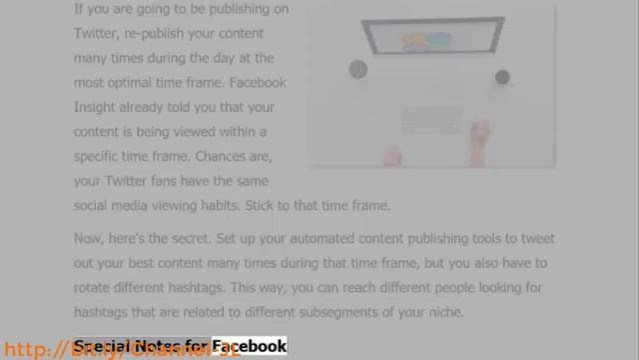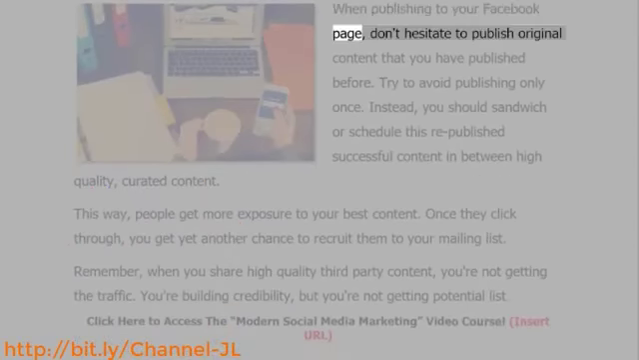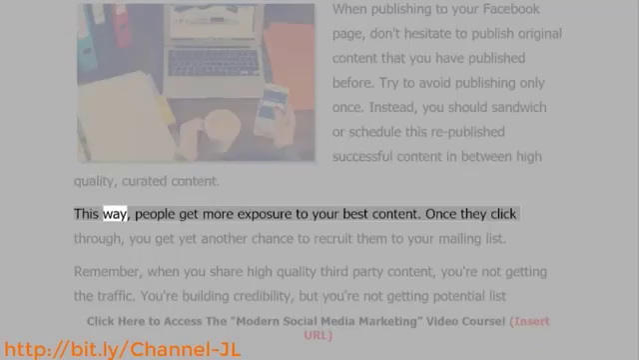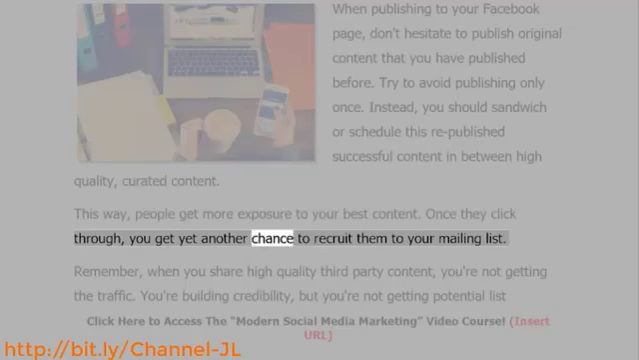Special notes for Facebook: when publishing to your Facebook page, don't hesitate to publish original content that you have published before. Try to avoid publishing only once. Instead, you should sandwich or schedule this republished successful content in between high-quality, curated content. This way, people get more exposure to your best content. Once they click through, you get yet another chance to recruit them to your mailing list.